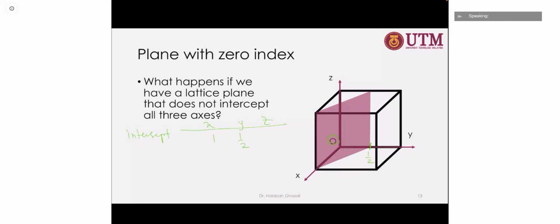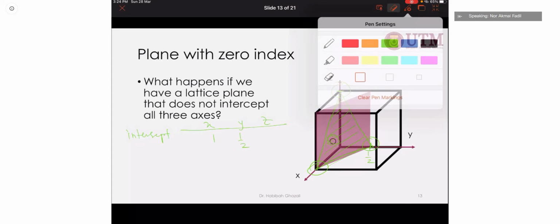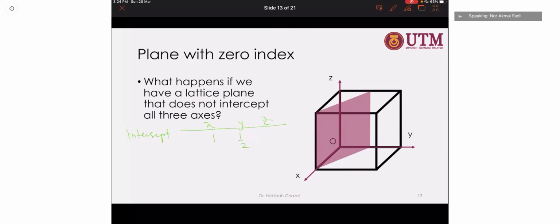No, this is 1, but it doesn't intercept at 1. If it is intercept at 1, it will become like this. This is clearly it will intercept at 1 here, half here, and 1 here. So what do you think? 0? Any idea? No, 0 is here. Of course, there must be something. But what is it? Okay, so it is actually infinite.